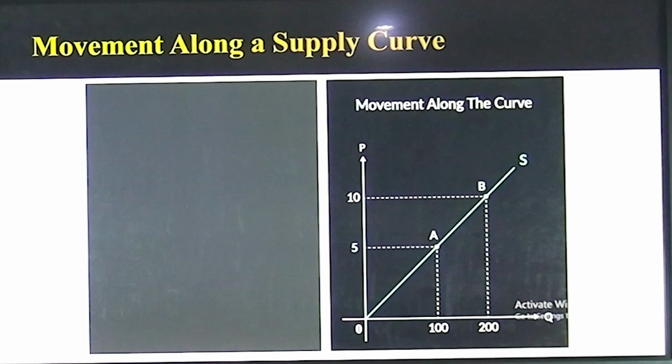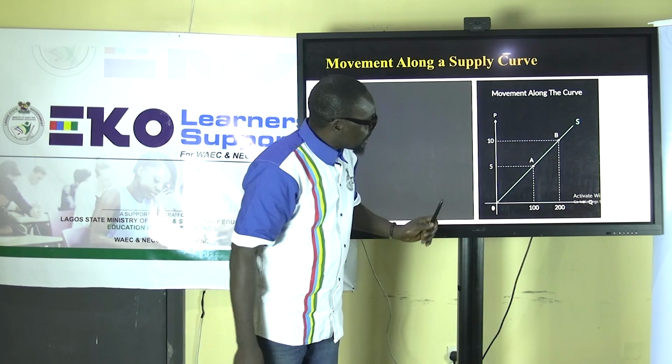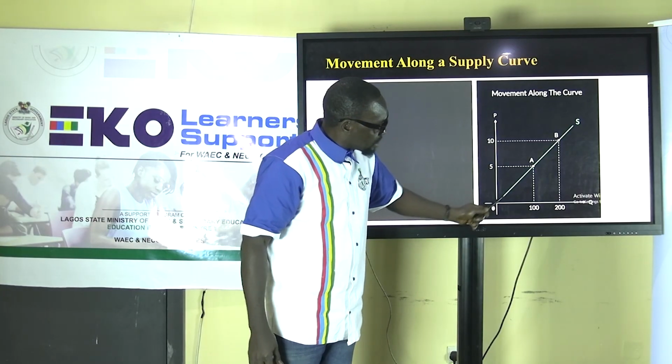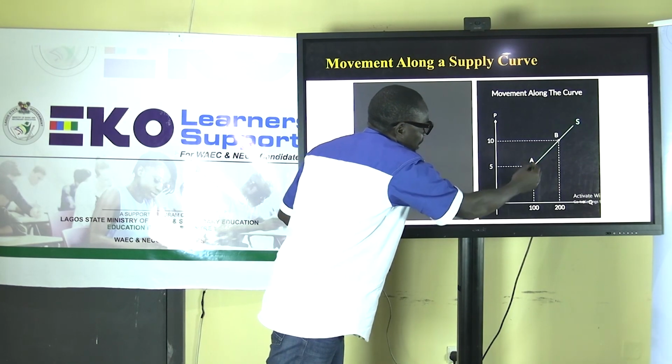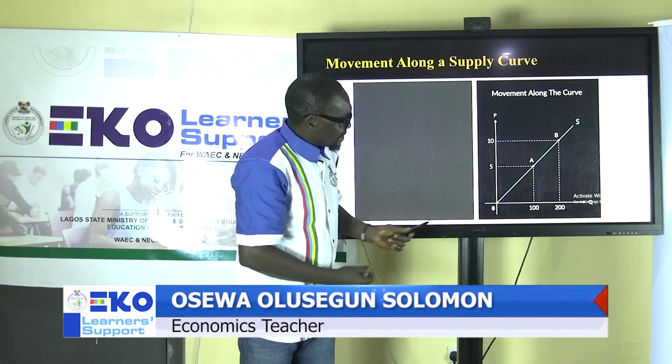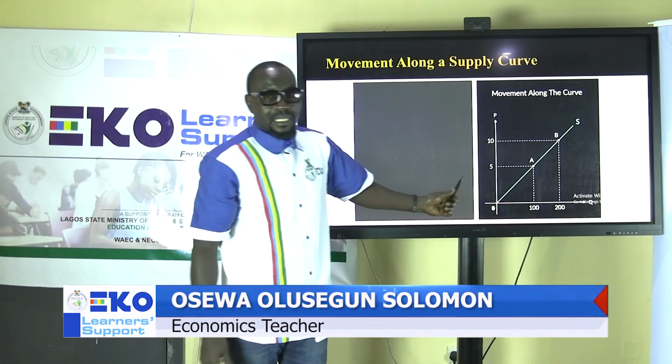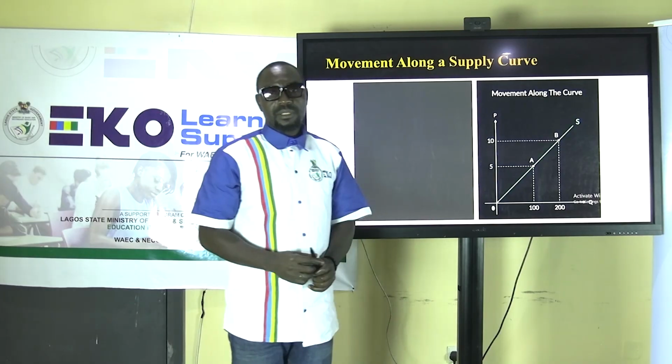So in the diagram on the screen, we notice that a change in price from 5 to 10 changes quantity from 100 to 200. And this change is expressed on the supply curve by a movement from point A to point B. Therefore, we describe a movement along the supply curve from one point to the other as a change in quantity that is caused by a change in price.